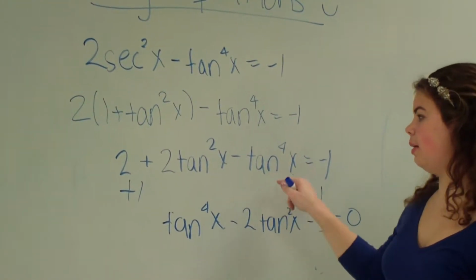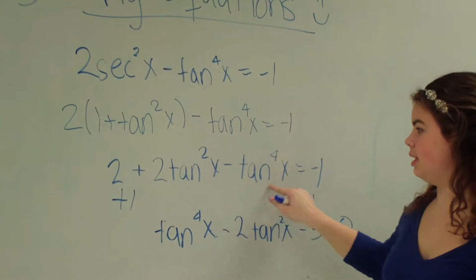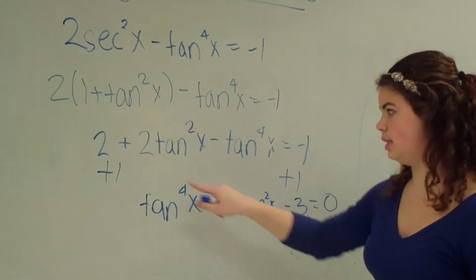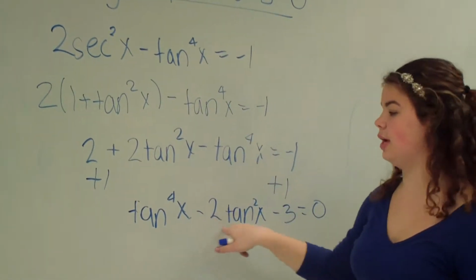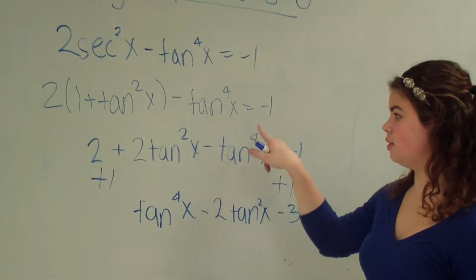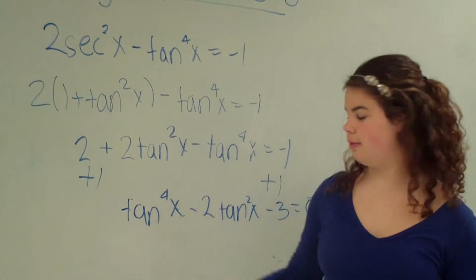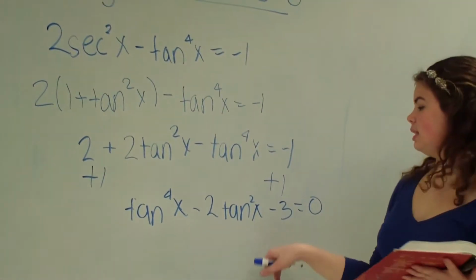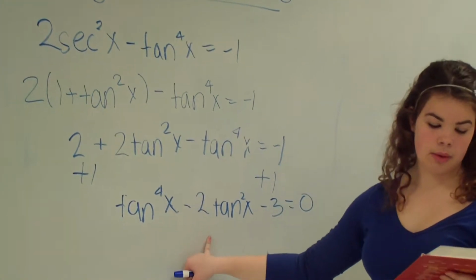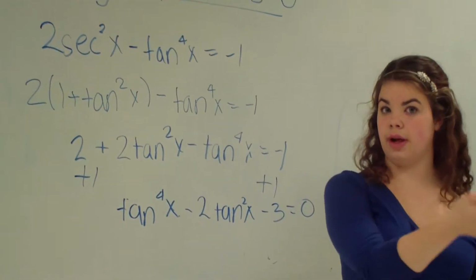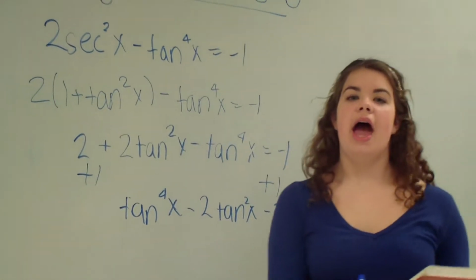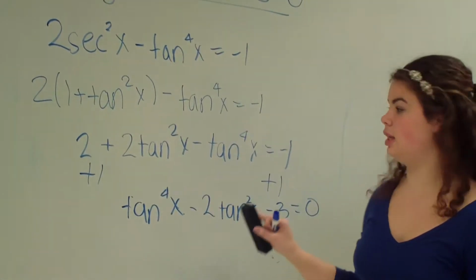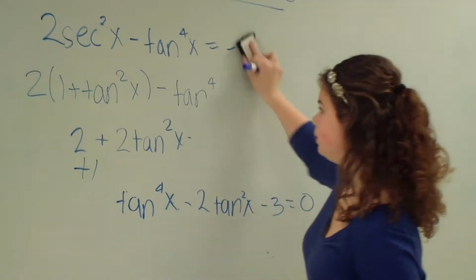Because we multiplied by -1, all of the signs got switched. So for instance, the 2 tangent squared x is now -2, and this negative tangent to the 4th x is now positive. So with that being said, this is the simplest form of your equation. Now what we're going to do is follow the process from the PowerPoint, and we're going to factor. So we're going to want to factor out the tangents in the equation. I'm going to rewrite it for you.